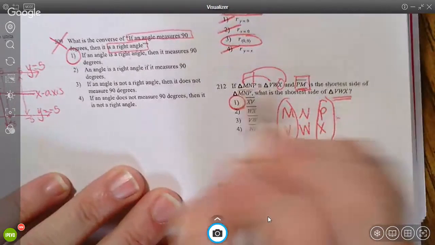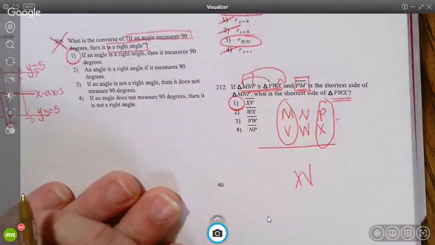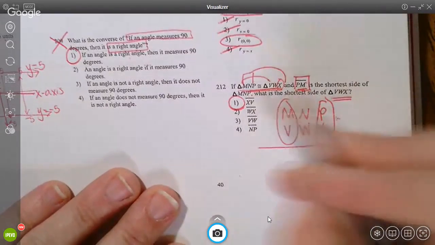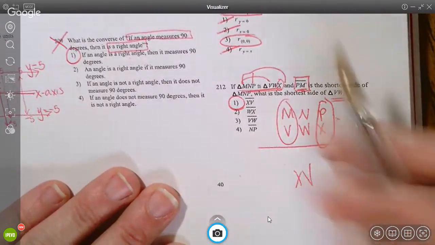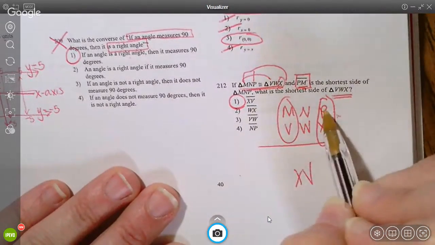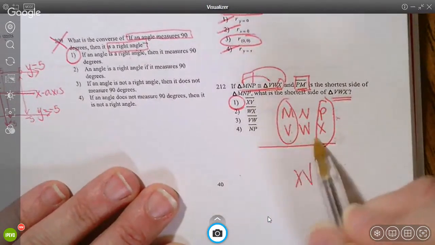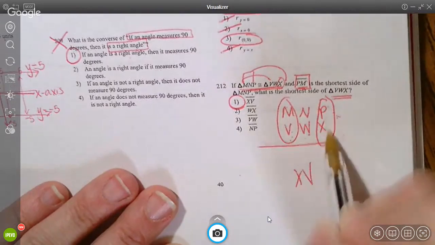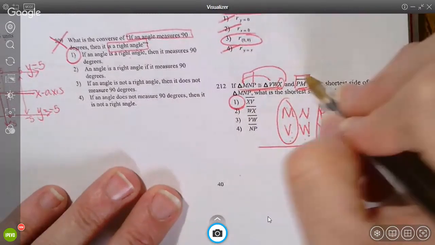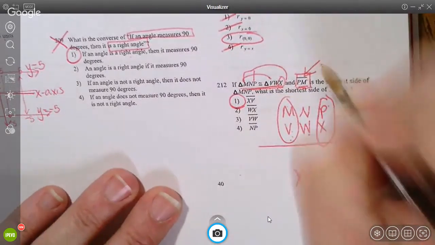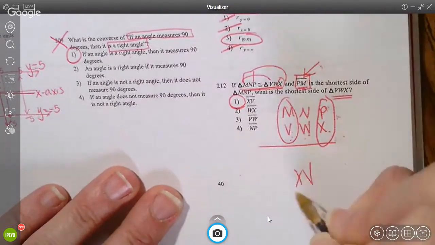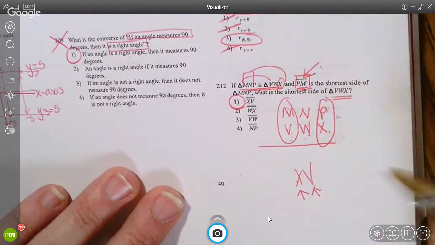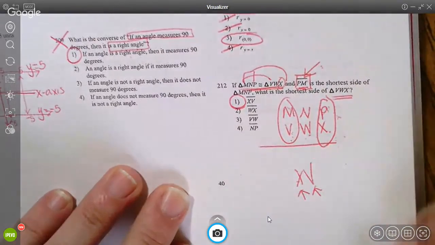So because this says it's congruence, I know that anytime I do a transformation that's an isometry, everything has to be corresponding. So because this is M and P, I know that has to match with VWX. So the M will match to the V, the N will match with the W, the P will match with the X. This says that PM is the shortest side. Well, P matches to X and M matches to V, so that means XV has to be the shortest side.